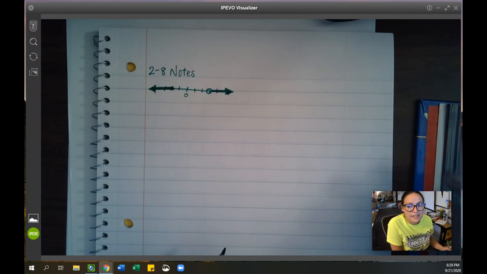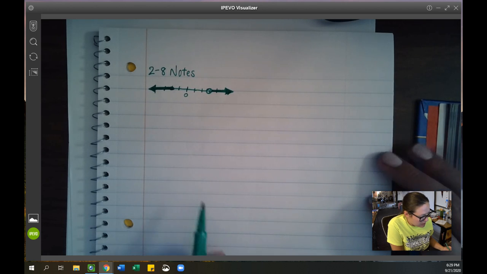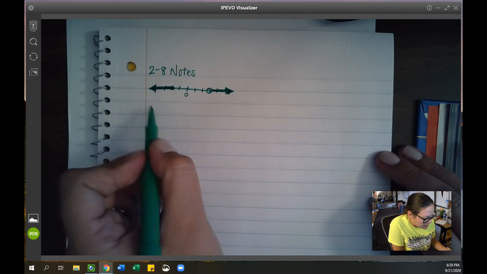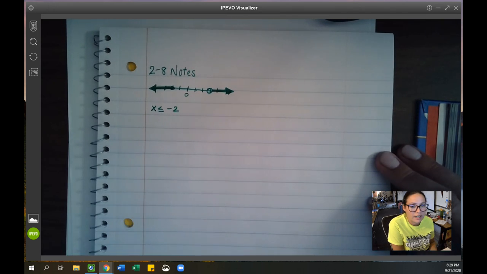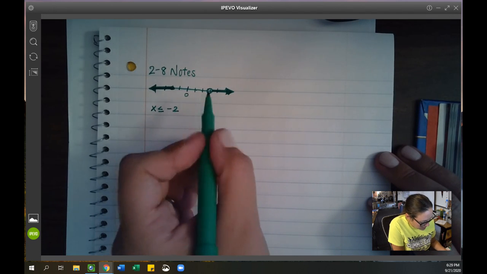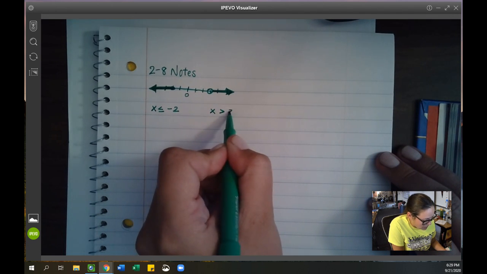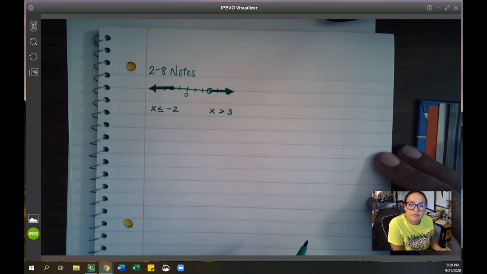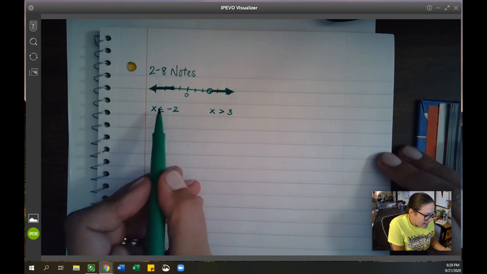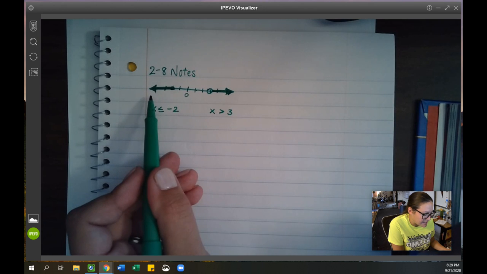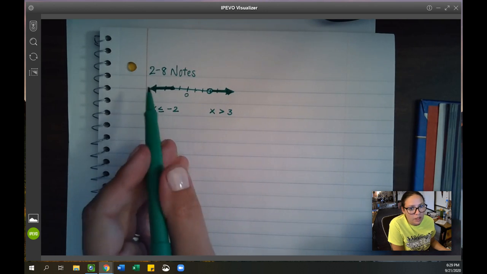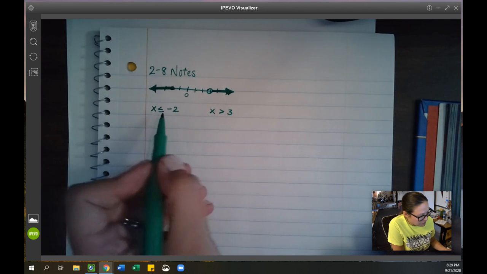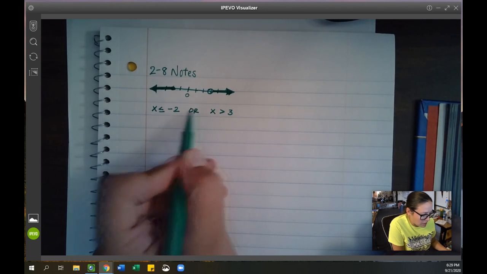Now, let's write this in an inequality. So this right here is saying that x is less than or equal to -2. This one is saying that x is greater than 3. Now, a number can't be both less than -2 and greater than 3. It has to be one or the other. So we would put the word or in between.